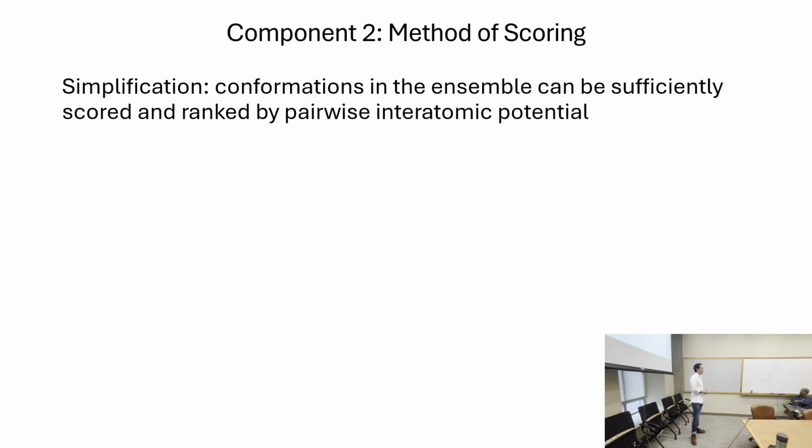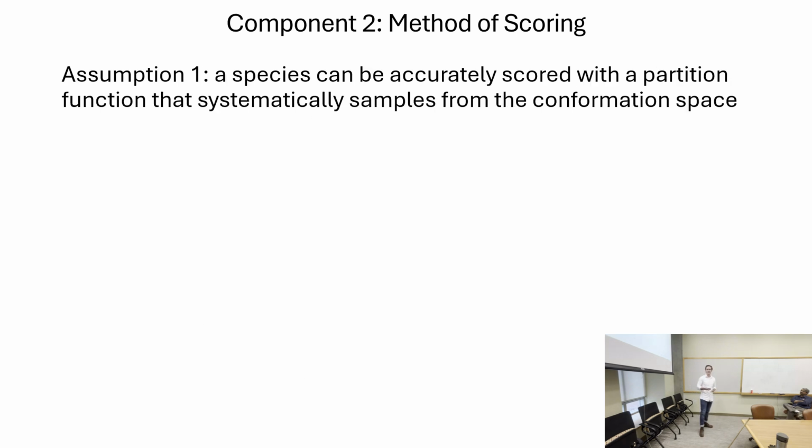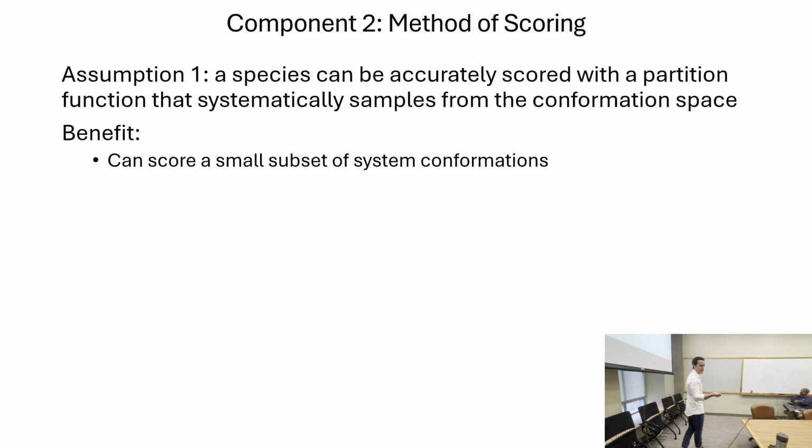Jumping over to component 2, this is our method of scoring for our approximated partition function. The simplification is that our conformations can be sufficiently scored and ranked using a pairwise interatomic potential. Generally what this means is we're using molecular mechanics. What we're looking at here is a visualization of the AmberTools energy function. One of the assumptions we're making when constructing a method of scoring like this is that we can accurately approximate the partition function by sampling from the conformation space systematically.